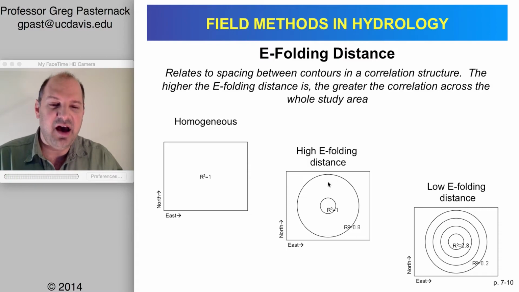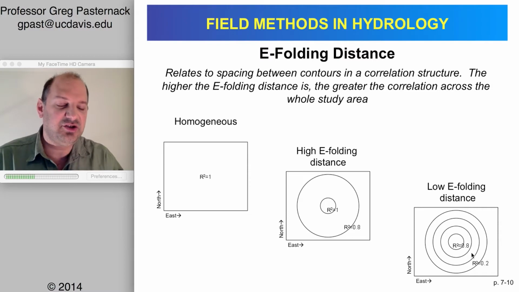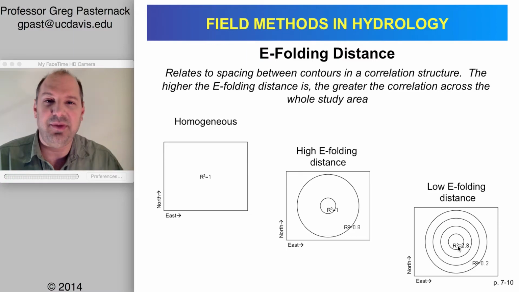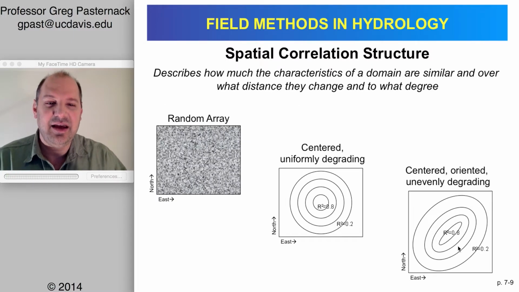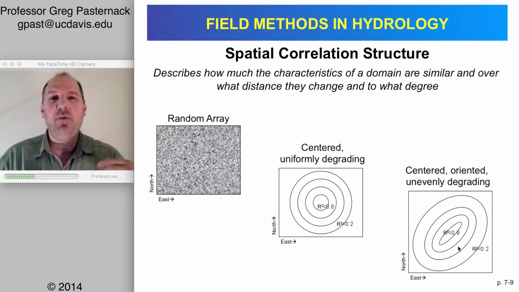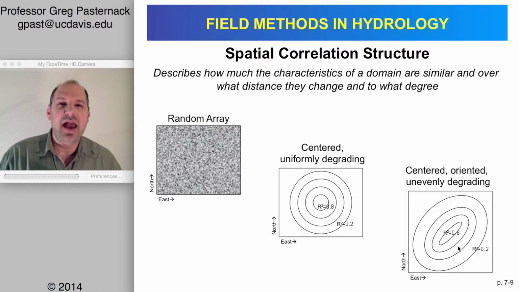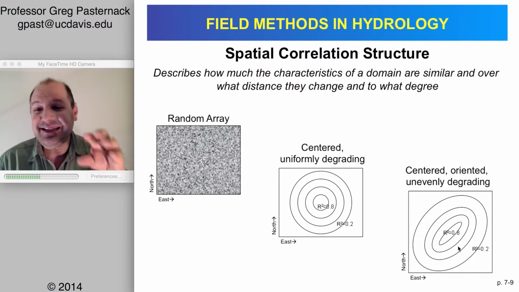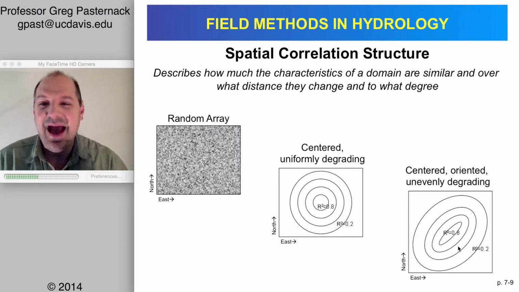The idea of this is called the e-folding distance. It relates to how close together or far apart the contours are. The closer together the contours are in this structure, then the more the landscape or the pattern you're looking at is changing. So overall, these are fairly complex ideas, but they're essential because if you want to go out and measure something, what you measure needs to be mindful of these patterns.